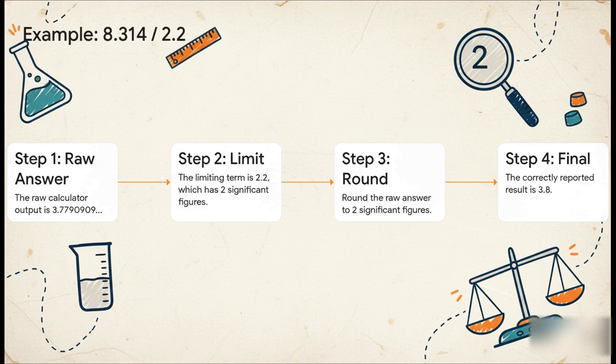We're dividing 8.314, which has 4 sig figs, by 2.2, which has only 2. Our weakest link here is 2.2. It only has 2 sig figs. That means our final answer, no matter what the calculator says, must be rounded to 2 significant figures. So that long, crazy number becomes just 3.8.